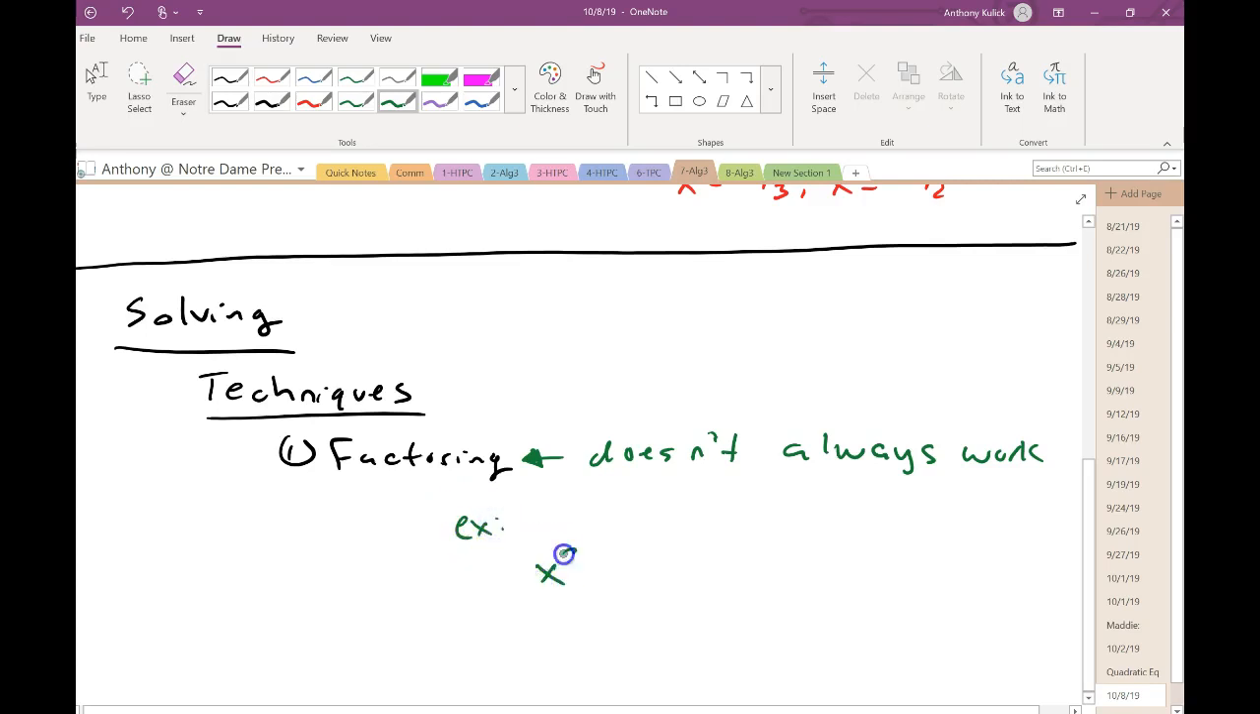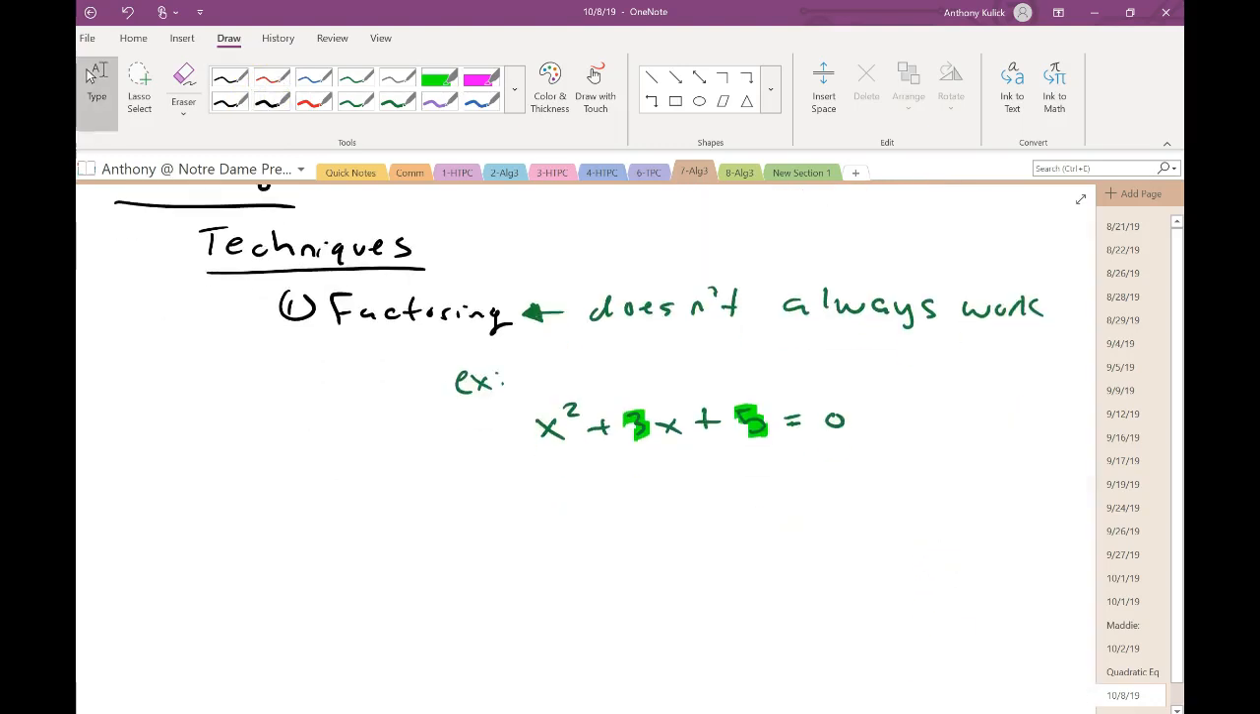So we can't use factoring to solve something like this: x squared plus 3x plus 5. What's wrong with that? There's not two integers that multiply to give me 5 and then add to give me 3, right? So we're going to have to cook up some other methods to use for situations such as that.